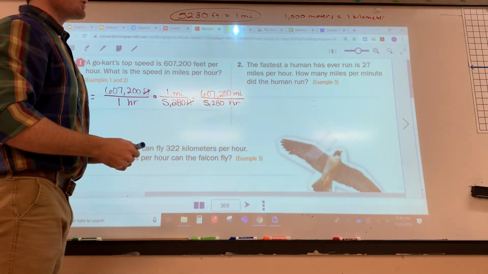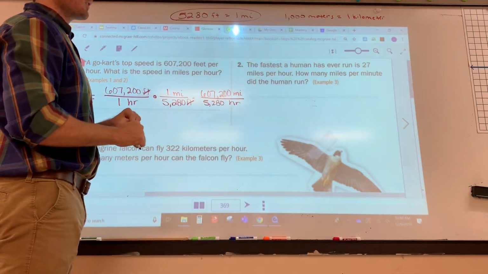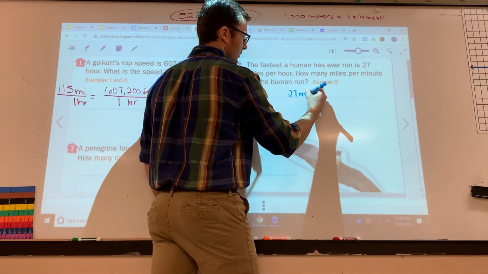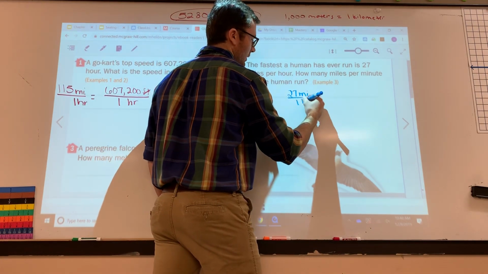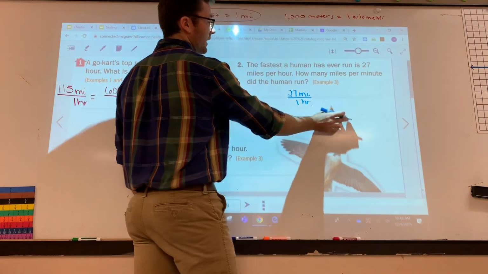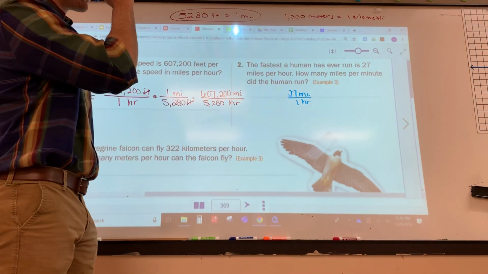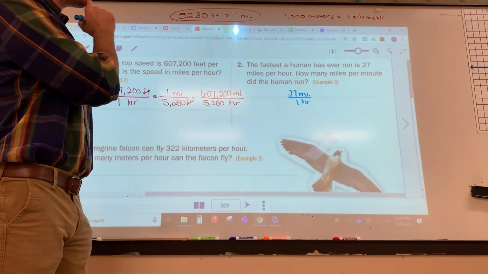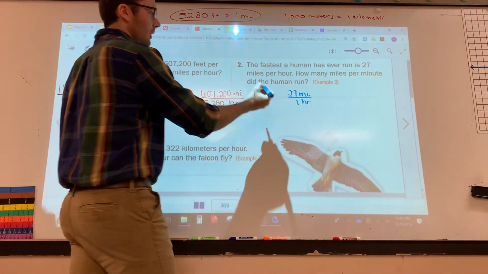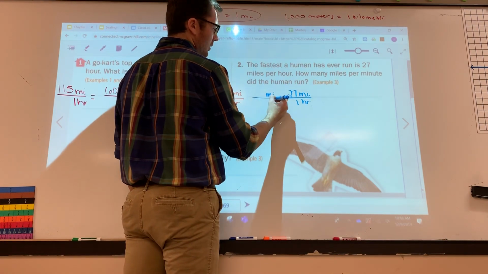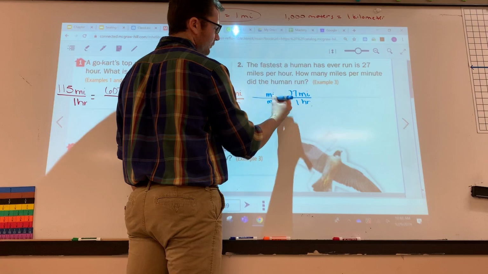The fastest a human has ever run is 27 miles per hour. So I'm gonna write down 27 miles in 1 hour. Just so y'all are aware, that is longer than a marathon in 1 hour. That's pretty impressive. How many miles per minute did the human run? So I'm going to put what we want right here, miles per minute.